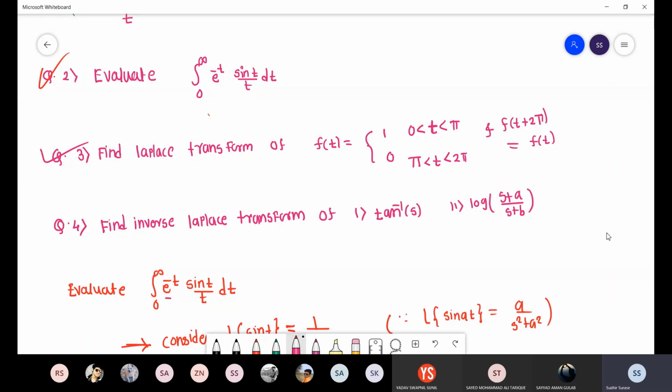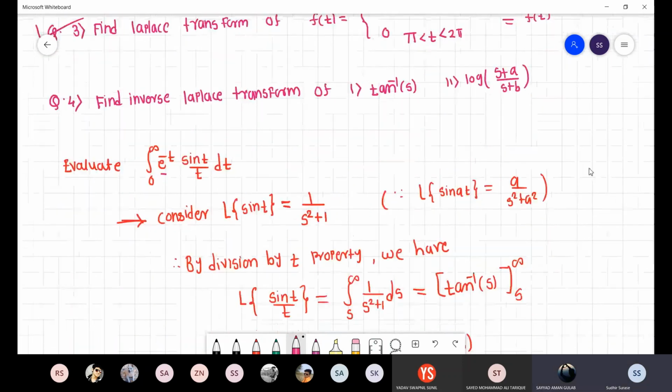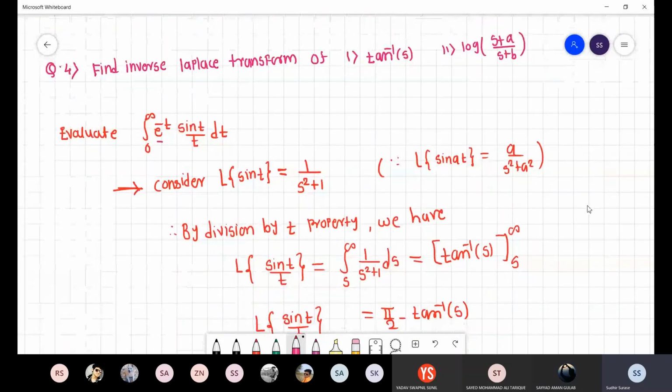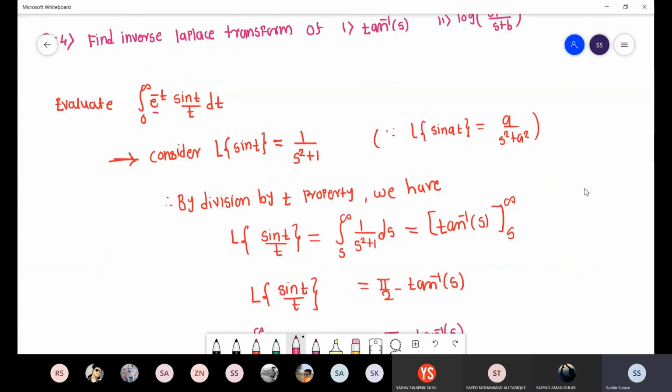Who is interested? Please raise your hand. Let me check the chat section. Aman, are you interested in this example? Yes, sir. Okay. So let me erase this first. I will write down this example. Let me erase this.